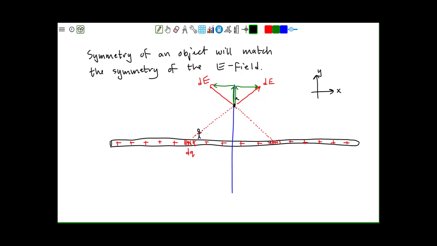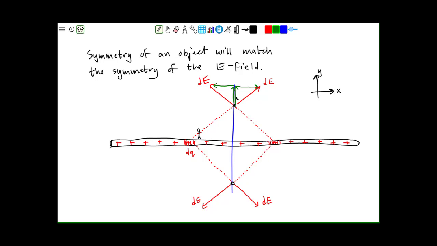Now we could even take a point below this line of charge, a point down there. Now that point down there will also have an electric field contribution from the charge element on the right and a contribution from the charge element on the left that is the mirror element to the one on the right.